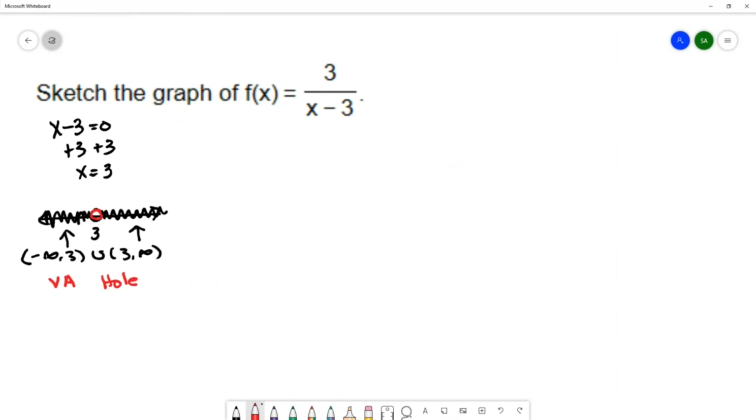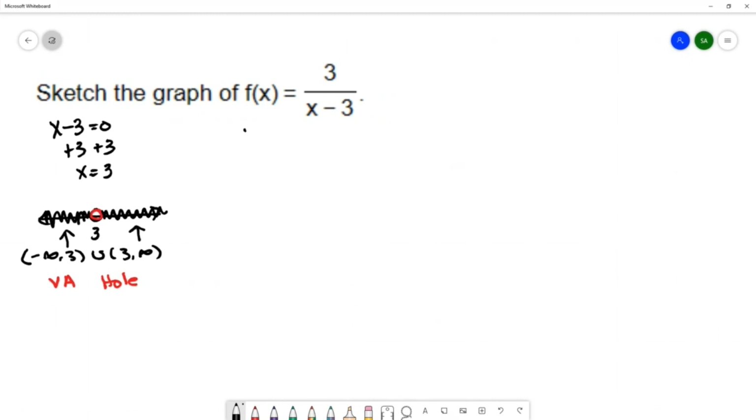We want to figure out which one we have. In order to figure out which one we have, we're going to write the numerator and the denominator in factored form. In this example, they both happen to be in factored form already, so there's nothing to do. Once you've written it in factored form, you want to look for common factors.